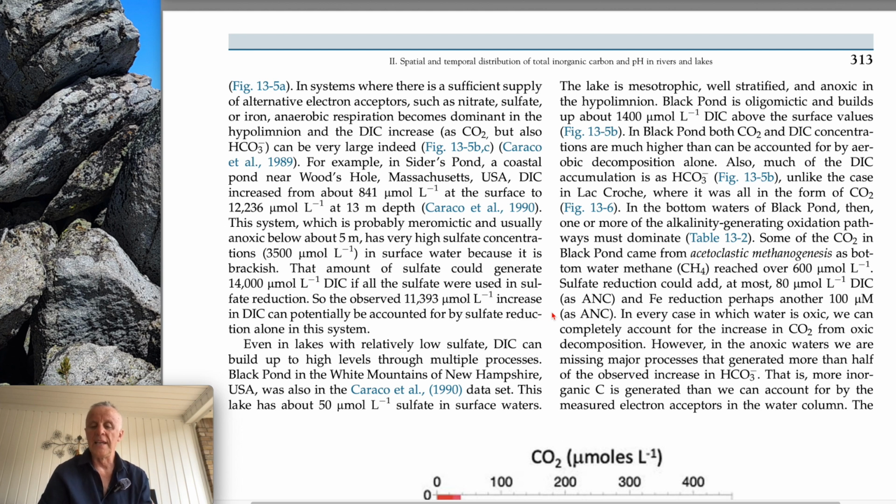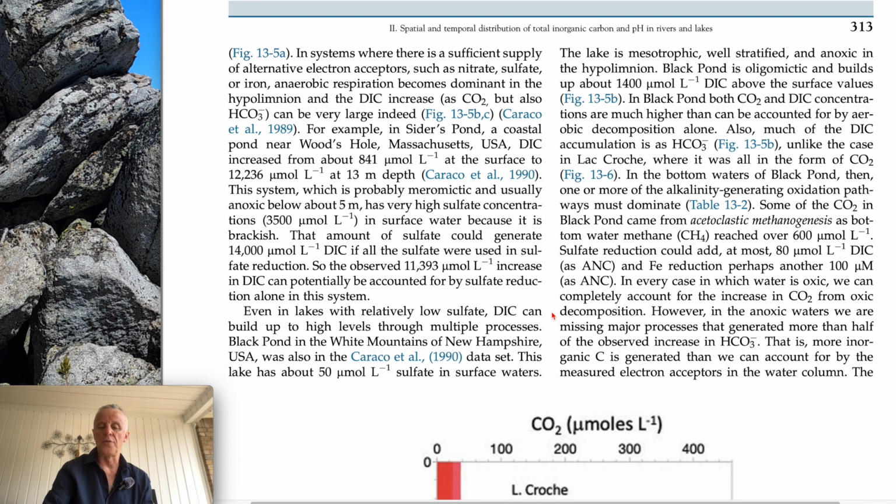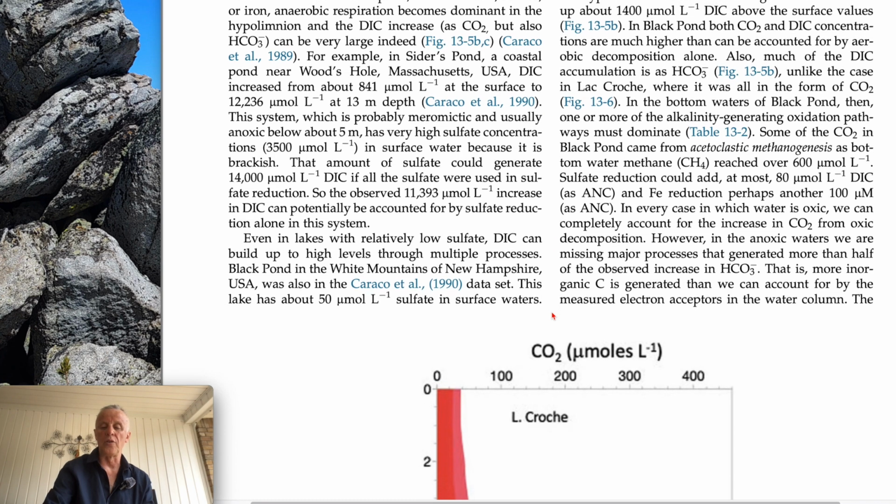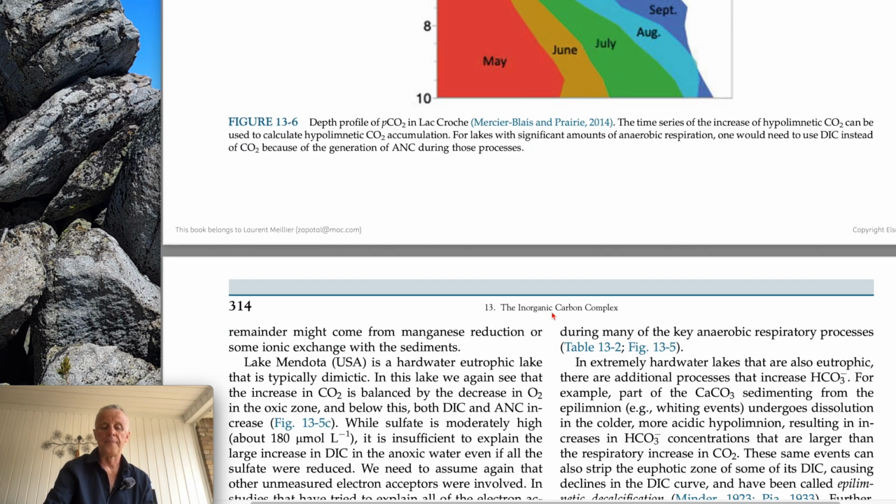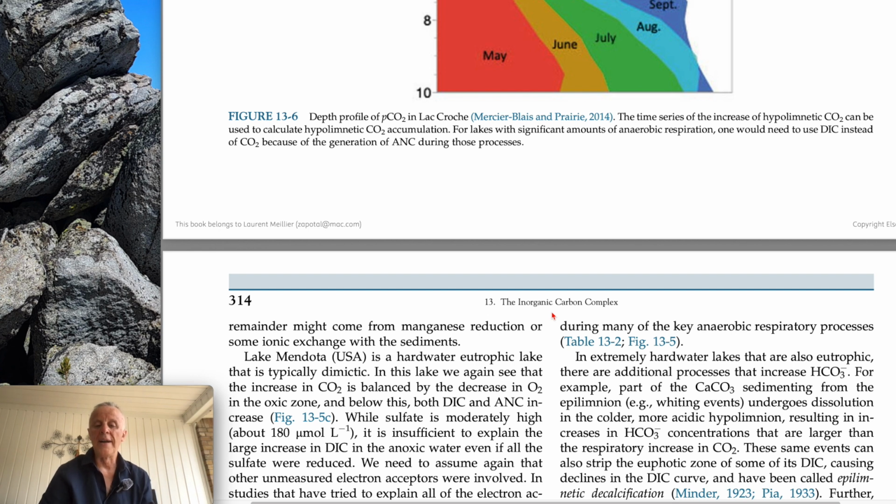In every case in which water is oxic, we can completely account for the increase in CO2 from oxic decomposition. However, in the anoxic waters, we are missing major processes that generated more than half of the observed increase in bicarbonate. That is, more inorganic carbon is generated than we can account for by measured electron acceptors in the water column. The remainder might come from manganese reduction or some ionic exchange within the sediment, or with the sediment.